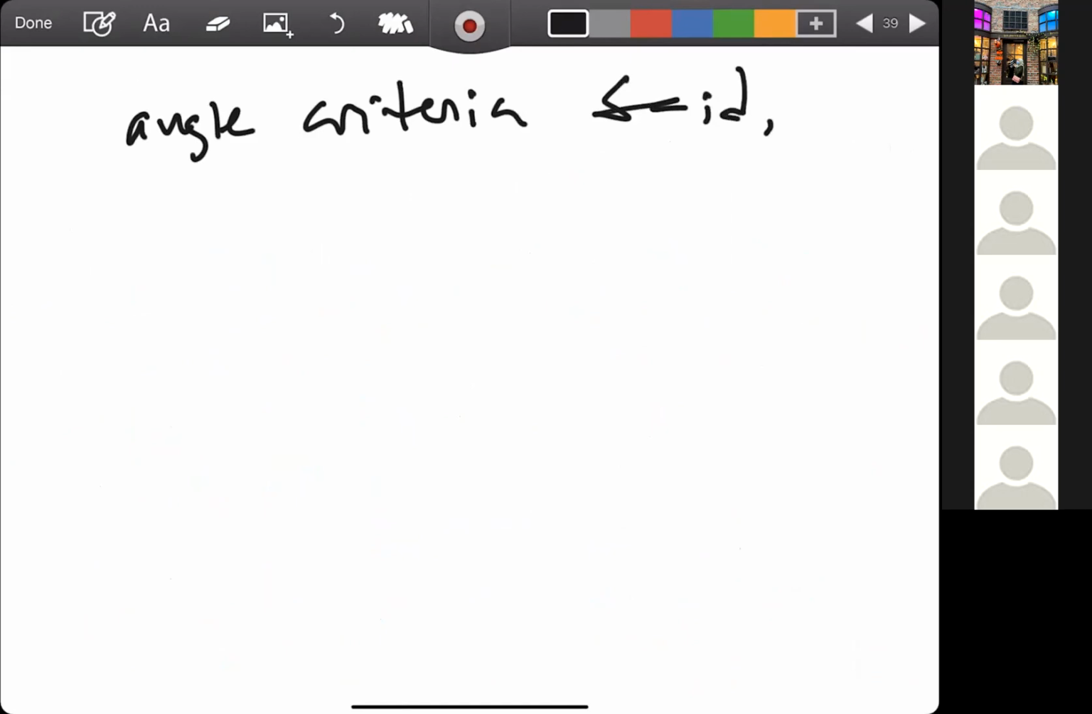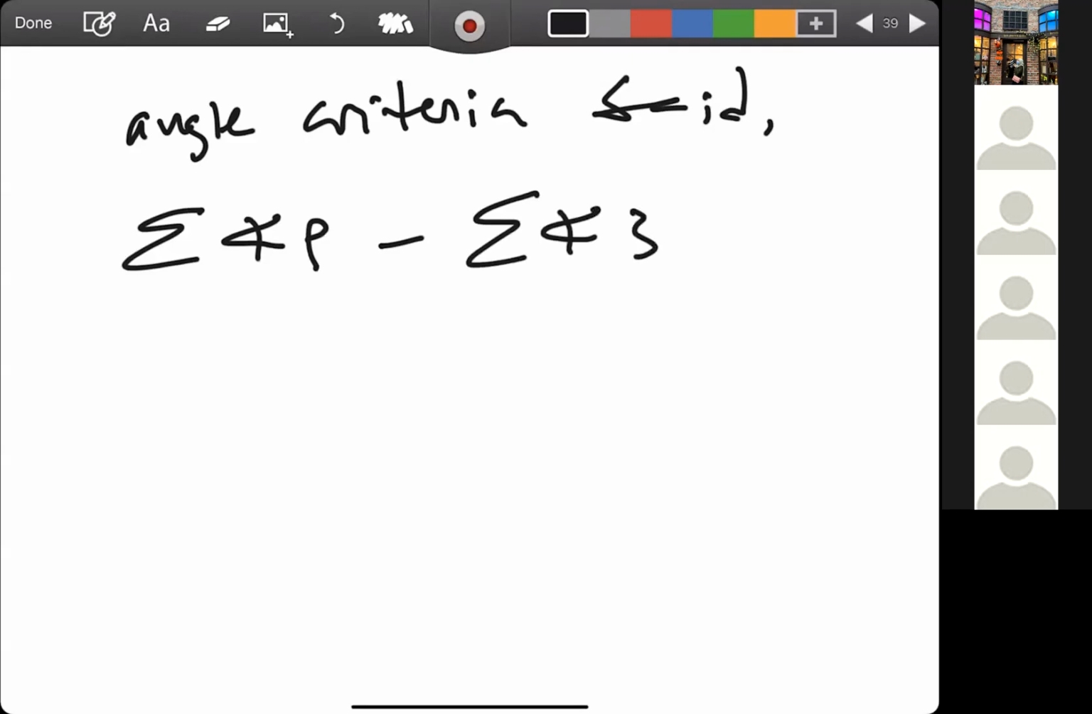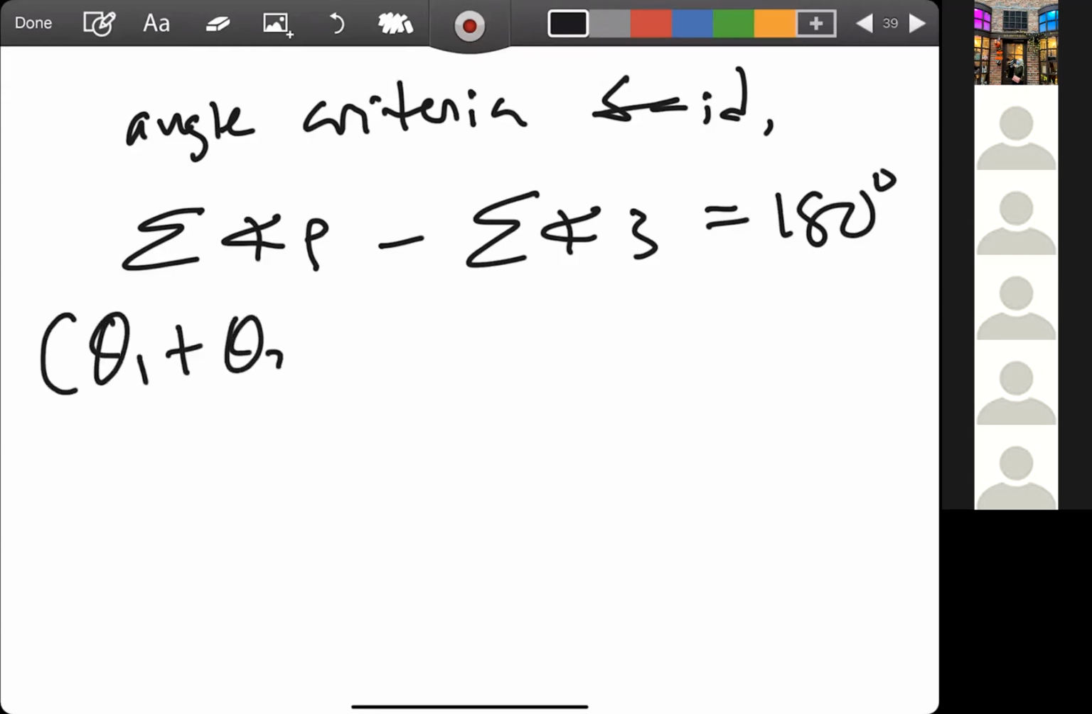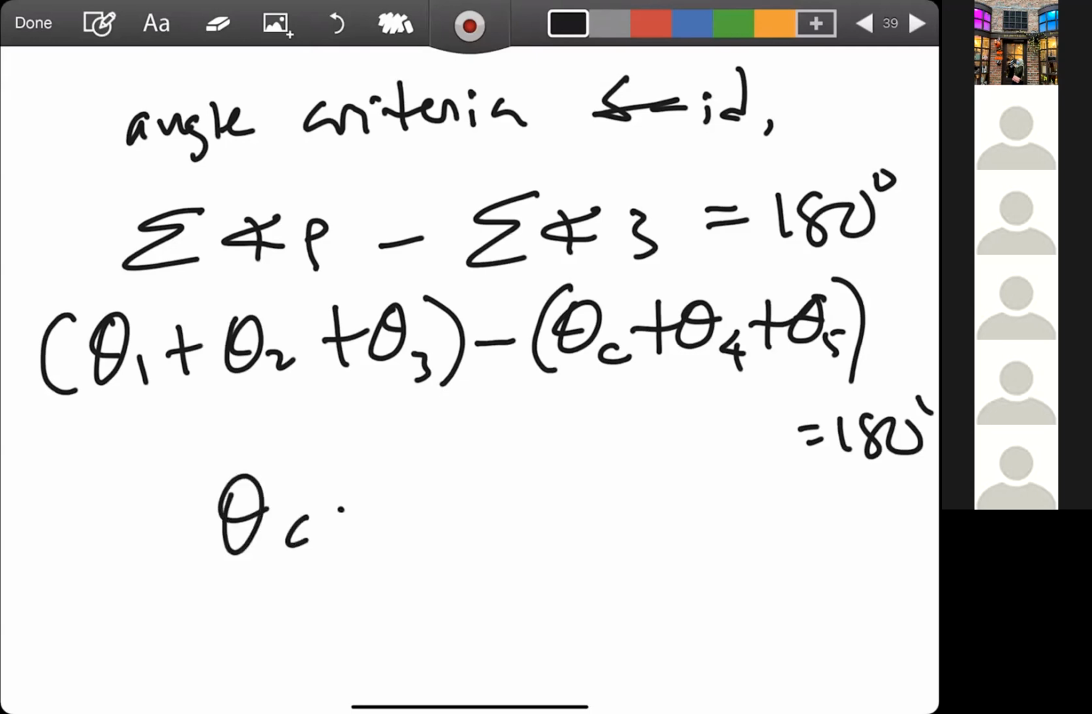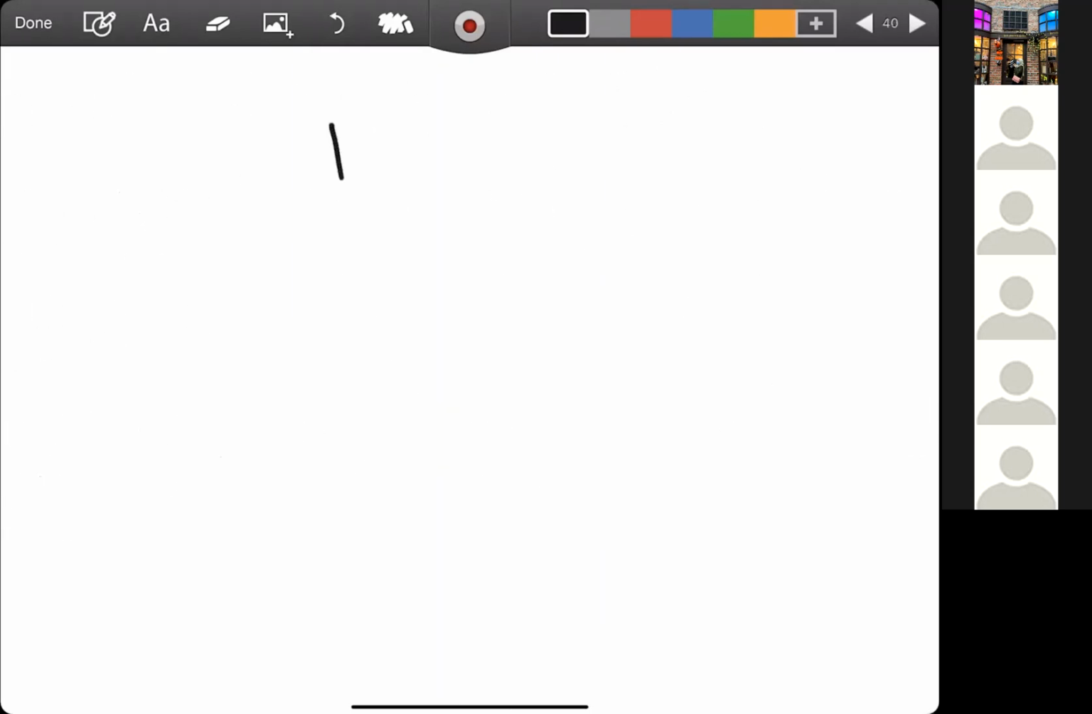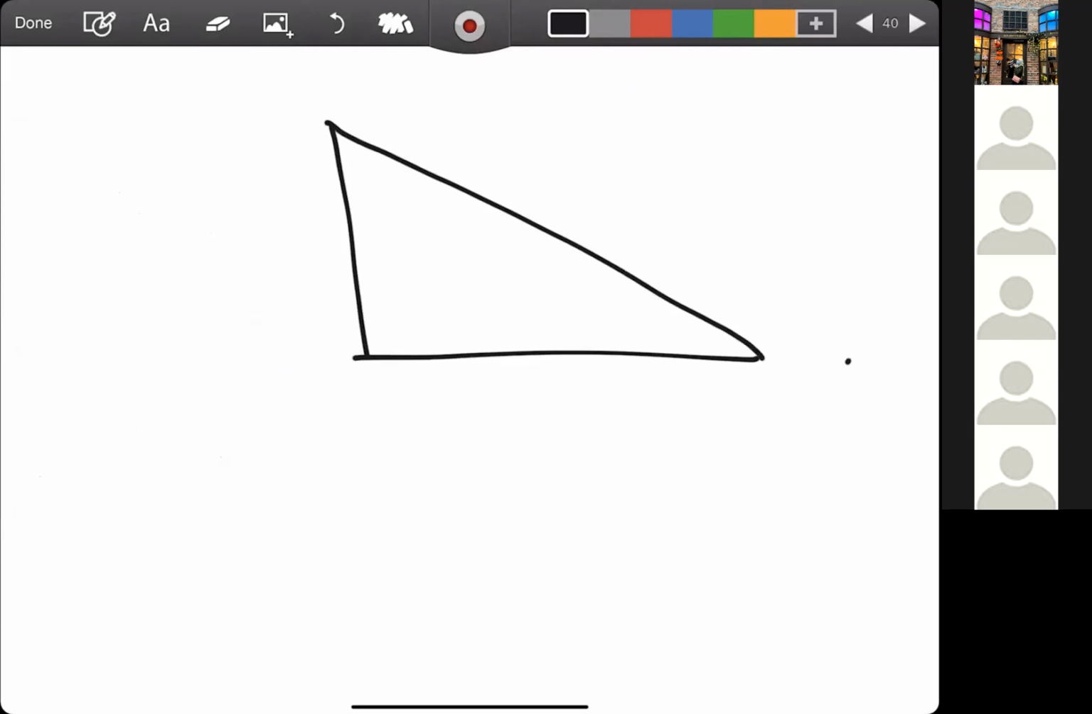Angle criteria: poles minus zeros equals 180 degrees. Theta 1 plus theta 2 plus theta 3 plus theta C plus theta 4 plus theta 5 equals 180 degrees. So you simplify this, and you will get theta C 140.77 degrees. But 140.77 degrees, if we look at the condition of the triangles, is over here.